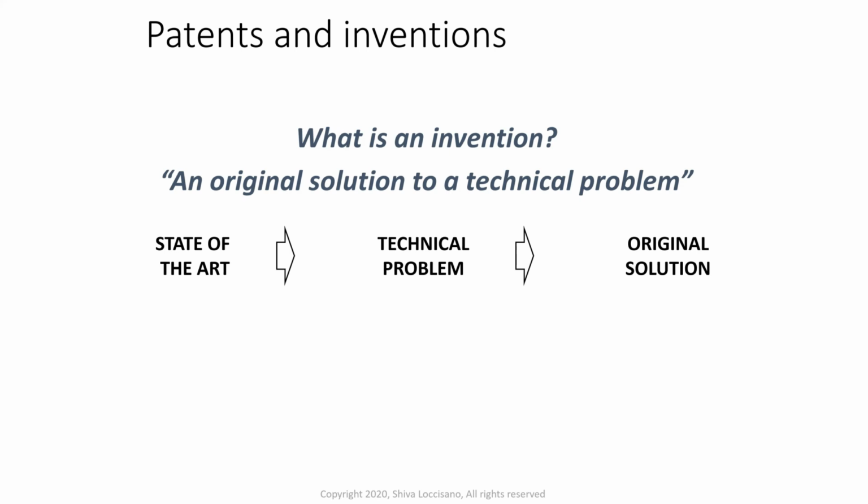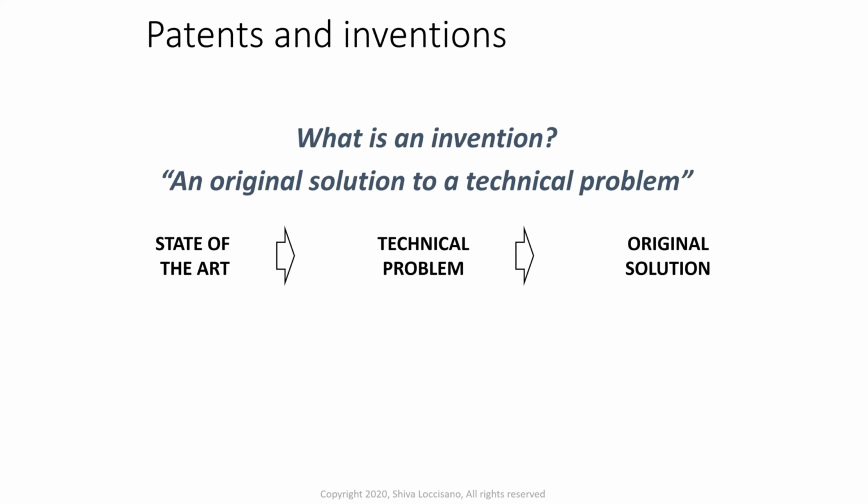The first point is we've said that patents serve to protect inventions. So what is an invention? An invention is considered to be an original solution to a technical problem. Take care, there is a very specific use of terms in this sentence, because when we want to have an invention, we need to have a technical problem, and we need to find a technical solution to that problem.